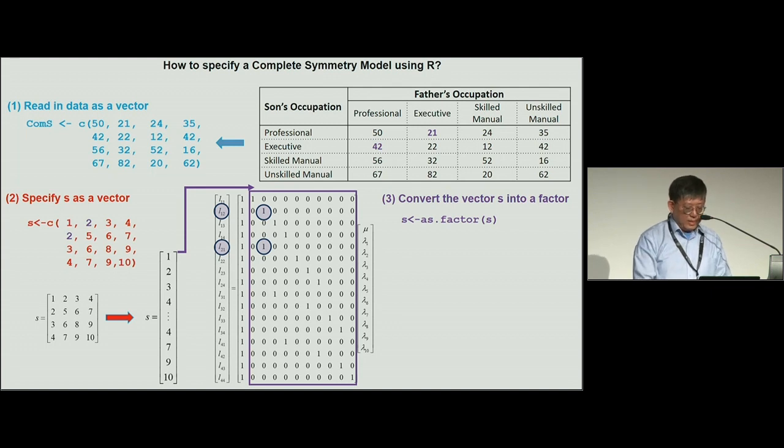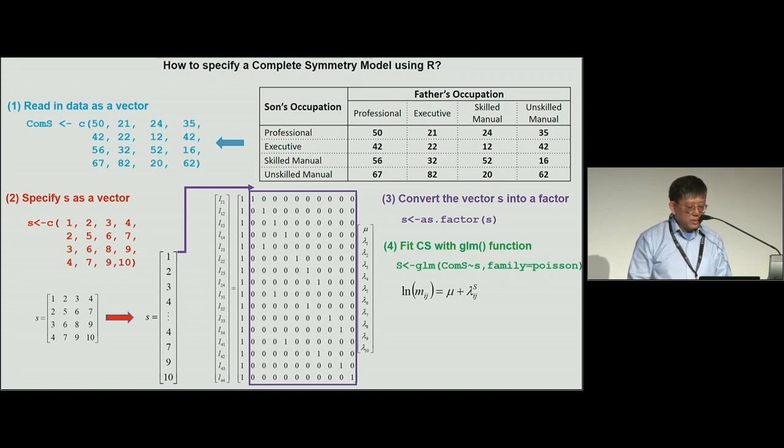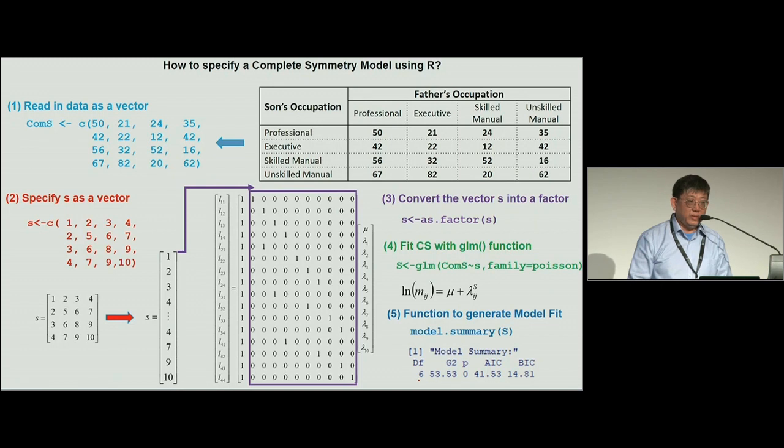Yeah. And next, to fit the complete symmetry model using GLM, just put in COMS, which is the name of the vector for the data, and tutor S, which is the explanatory variable, which is this particular matrix. And then the family is Poisson, because we are running a Poisson model. Yep. And lastly is to evaluate the model fit.